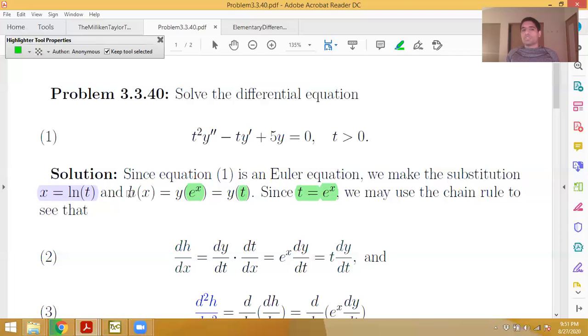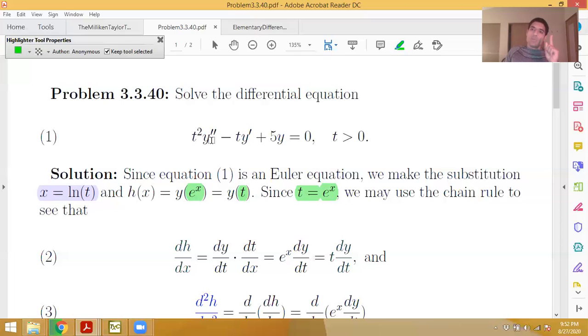Now, we know the relationship between h of x and y of t. But in order to perform the substitution, I need to also know the relationship between h prime and y prime, so I can get rid of the y prime up here in equation 1. I also need to know the relationship between h prime prime and y prime prime to get rid of the y prime prime in equation 1 as well. So I do still need to acquire more information before I can do the substitution.